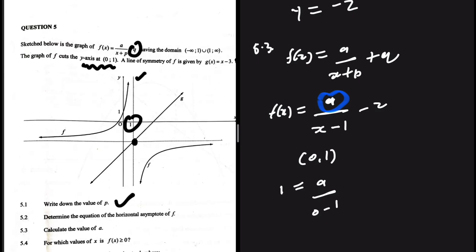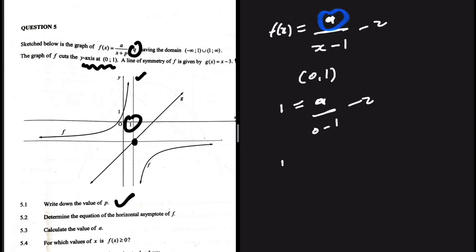I thought x is minus 1. Issues were going to arise there. I was not quite happy with that. So a divided by 0 minus 1 minus 2. So we have 1 being equal to a over minus 1 minus 2. We take minus 2 to the left-hand side, we get 3 is equal to a divided by minus 1, a is equal to minus 3. I think we can just end it there. A is equal to minus 3.